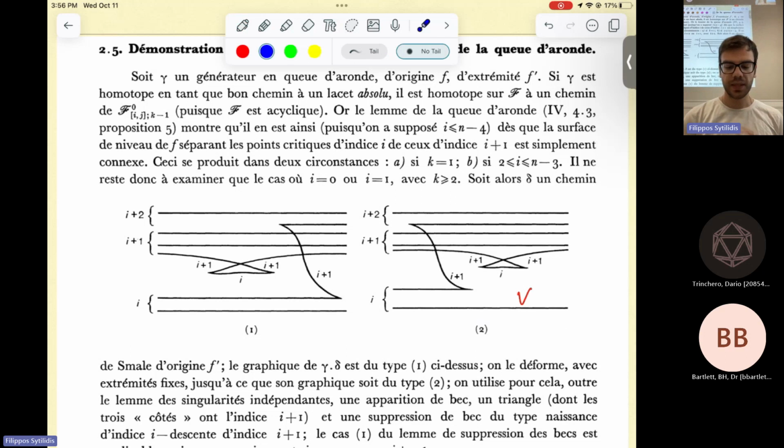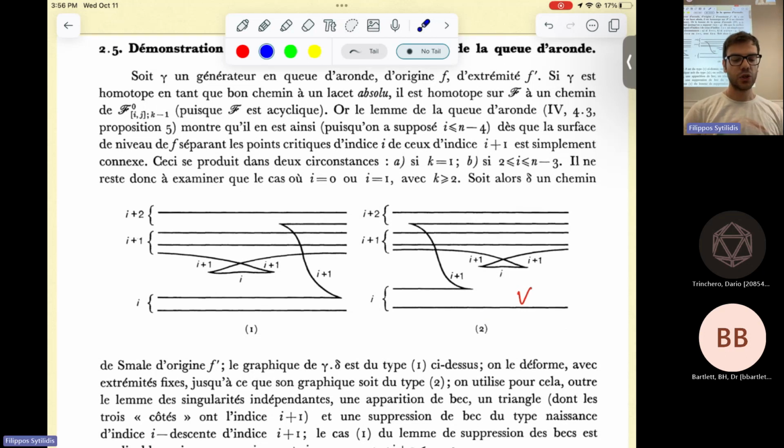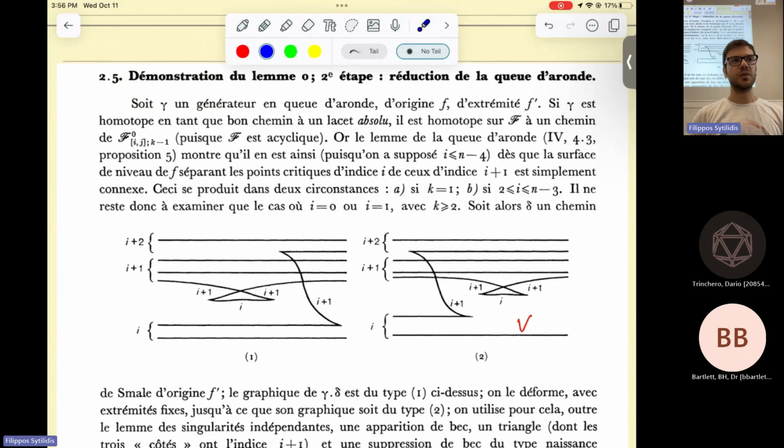And then I'll kill the swallowtail, and I'm post-composing with the inverse small paths here. So that's how this is treated separately. And that basically concludes the proof of the lemma. I can pause for questions.